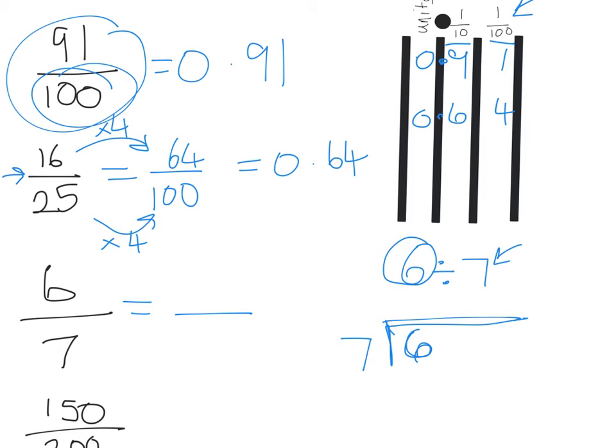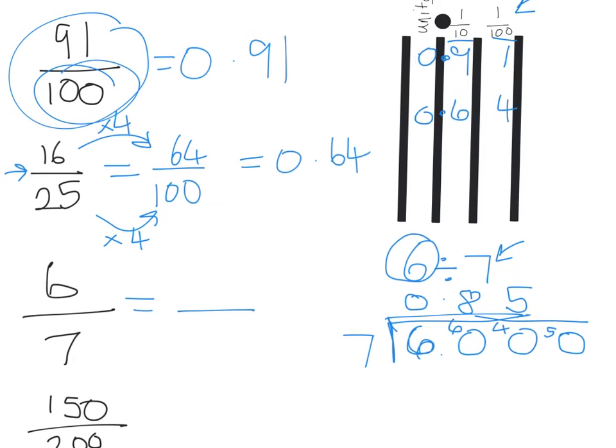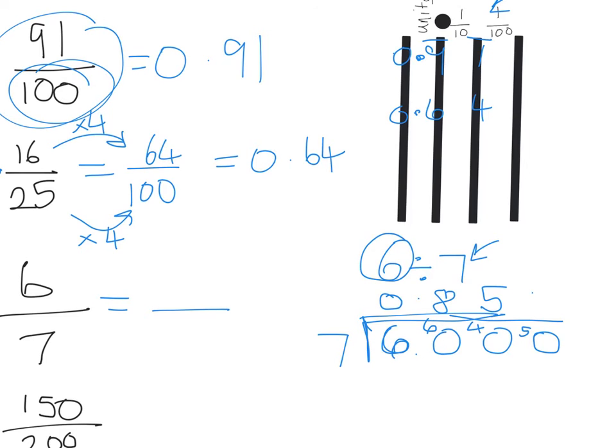6 divided by 7. Okay, well 7 goes in 6 0 times. I've still got the whole 6 left, so remainder 6. 7 goes into 60 8 times, remainder 4 for 56. 7 goes in 45 times, remainder 5. 7 goes into 50, 7 times, remainder 1, and it's going to go on for quite a while, okay?